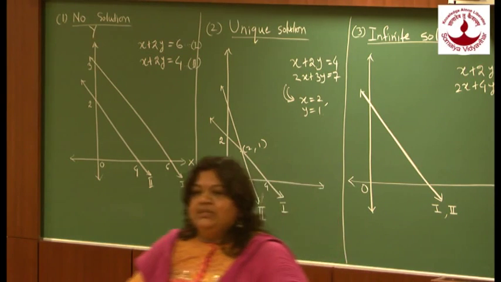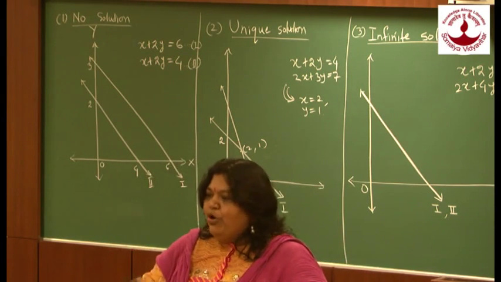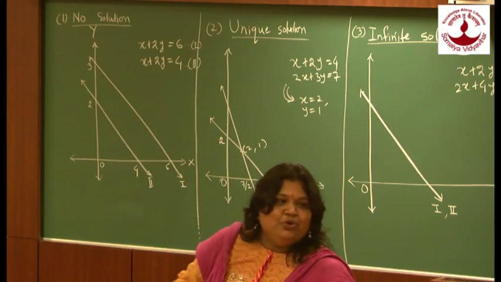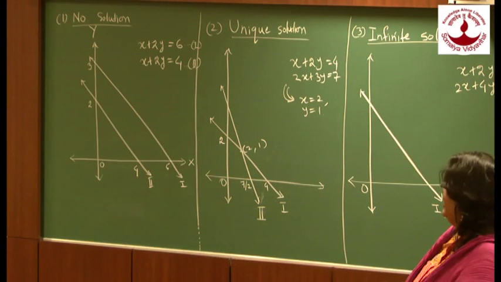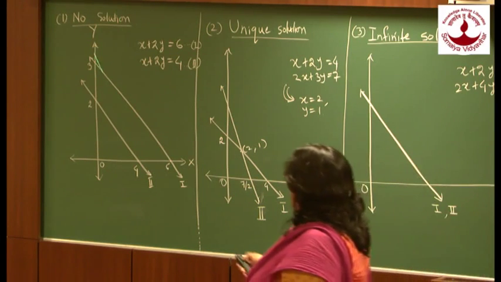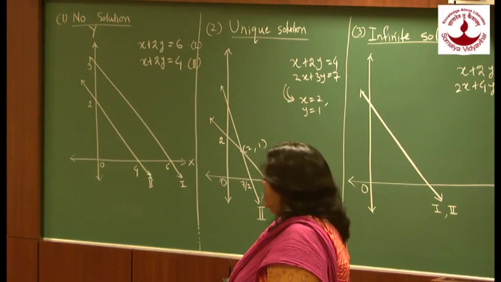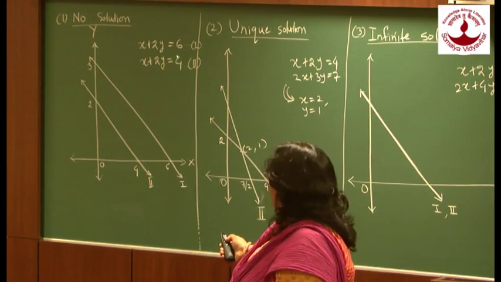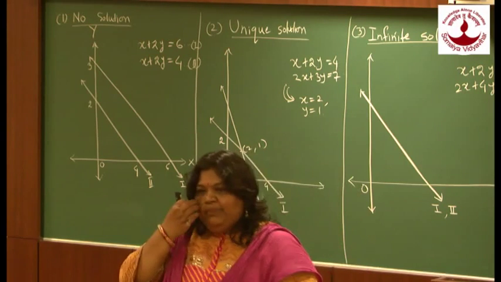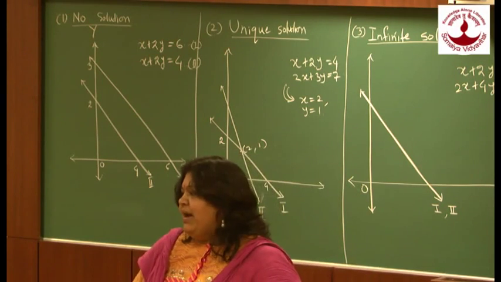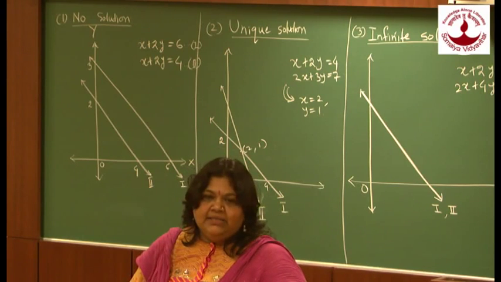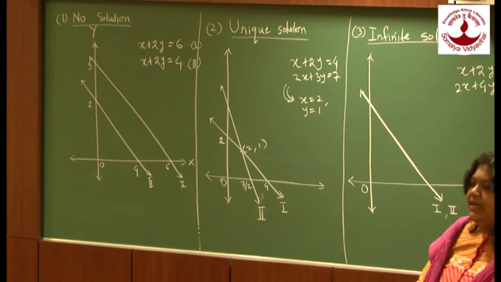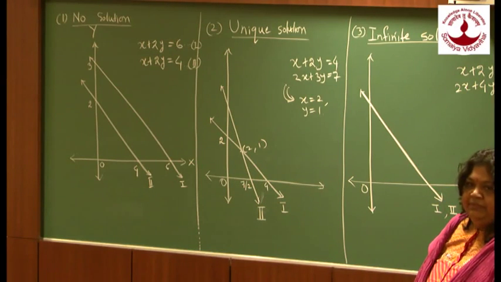Now what is the solution? Something which is common to both. There is nothing common to both because parallel lines do not have any common point. And therefore this is the case where there is no solution. Okay, this is an inconsistent system. Graphically, when you are taking 2 variables, an inconsistent system has 2 parallel lines.